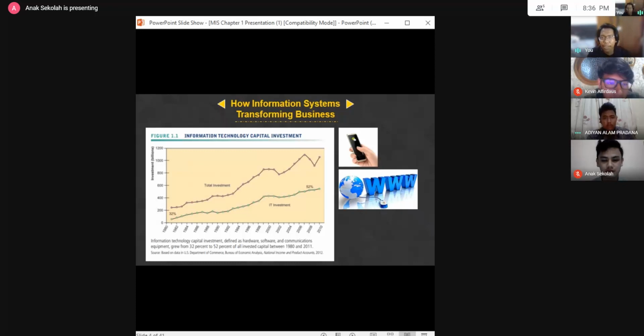So how is information system transforming our business? As you can see in the graph, it showed that more wireless cell phone accounts were opened in 2012, leading to a really high usage of phones and meaning that investment is really high. And then in 2012, 104 million businesses worldwide started using the World Wide Web or the internet to advertise their business.